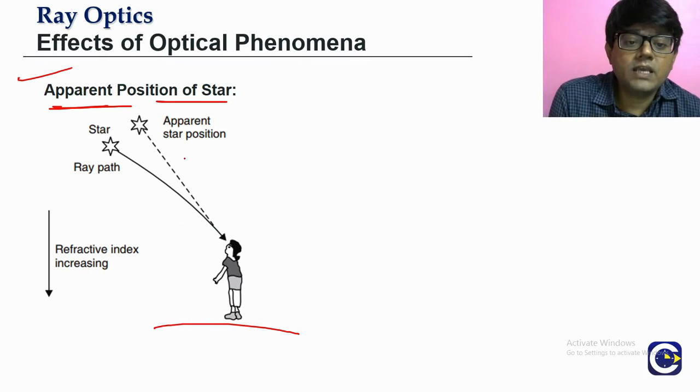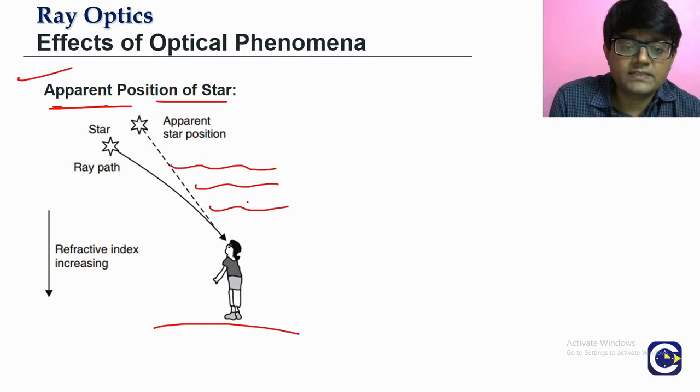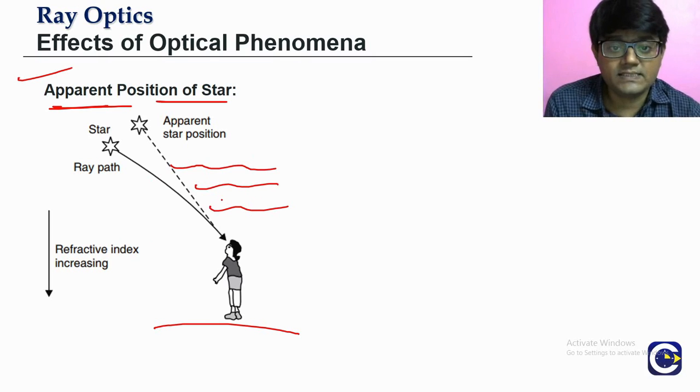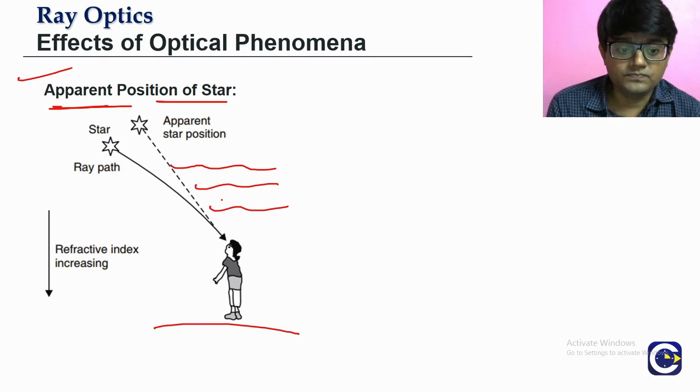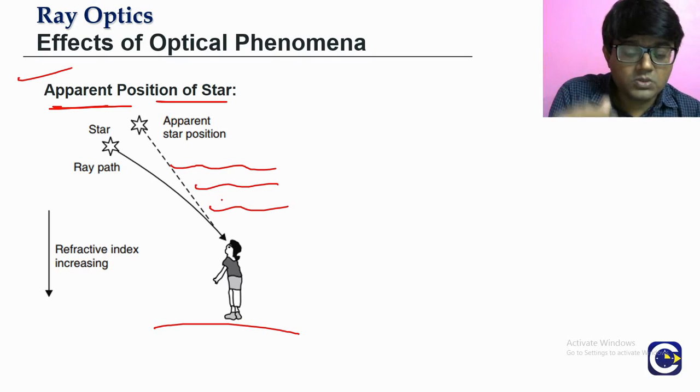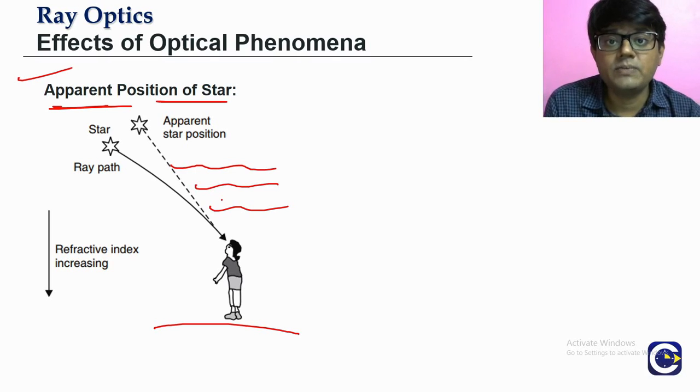If you look at the atmosphere as such, the atmosphere will have different layers. Generally the arrangement of the atmosphere layers will be such that as we move up to the upper layers of the atmosphere, obviously the physical density will be less, and the same will be the case for the optical density also. So if we go to the higher layers of the atmosphere, the refractive index will be less. When we come to the lower layers of the atmosphere, the refractive index will be high.